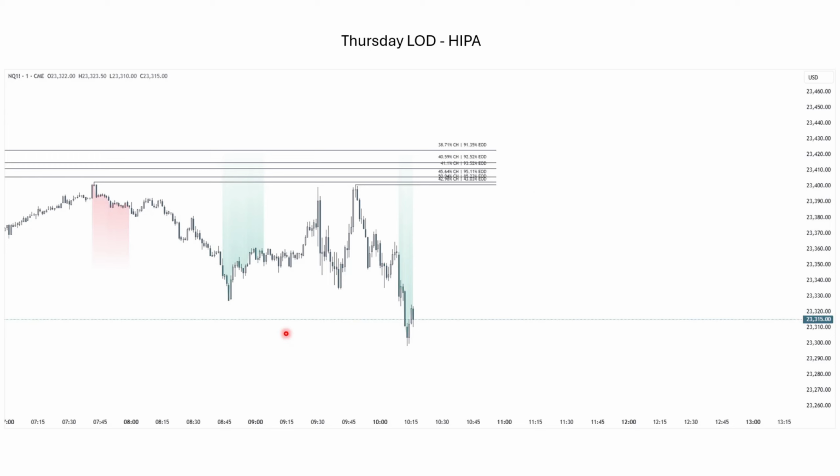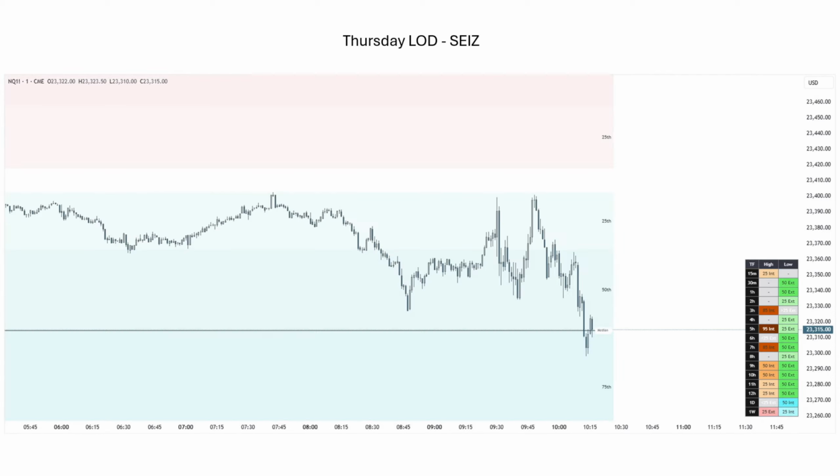HIPA, again, we've taken external liquidity. We have a bias to internal liquidity above. And so we've got that green gradient happening again. SEIZ, like the Wednesday one, we're internal to the previous day. Okay, so we're trending up internally on the daily.